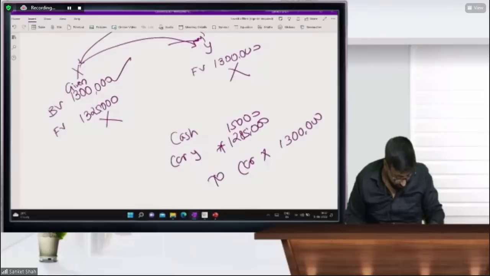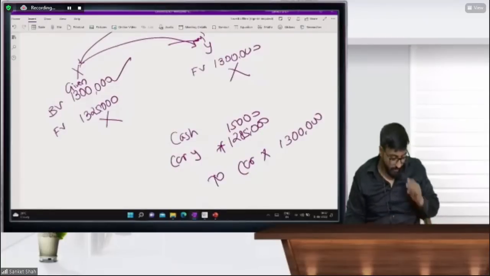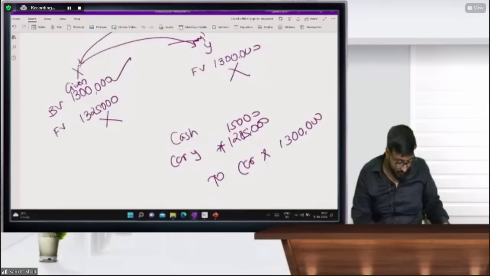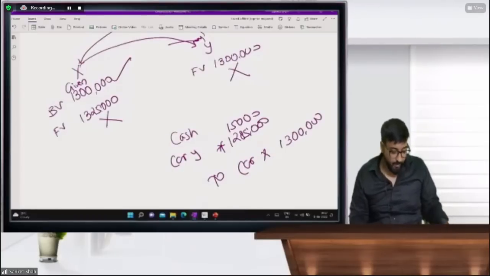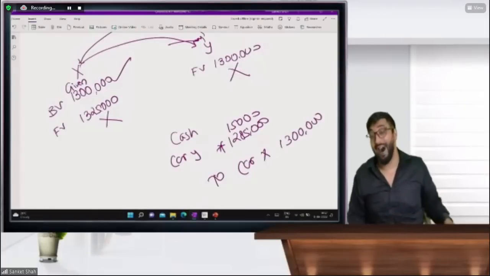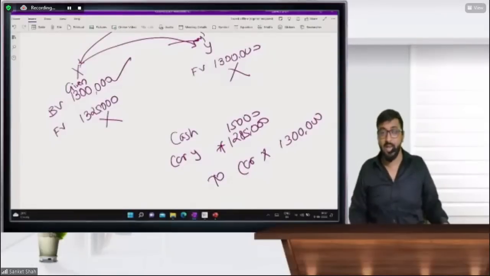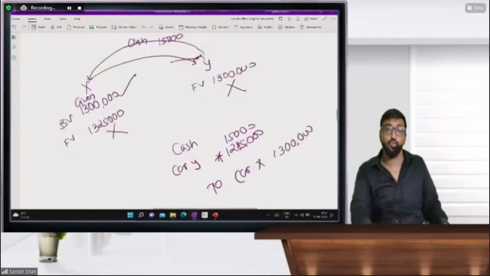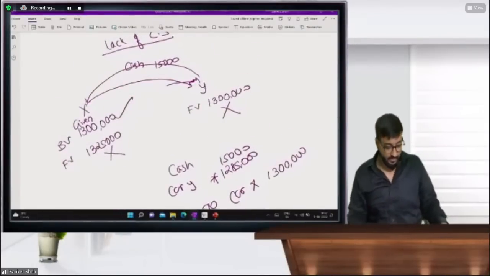Who recorded it? Ankit Gupta. Very good. Ankit Gupta gave a very good answer. Remaining students are not correct. Beta, fair value is not important in case of lack of commercial substance. If commercial substance lacks, fair value is of no use. Okay. So write down this example.